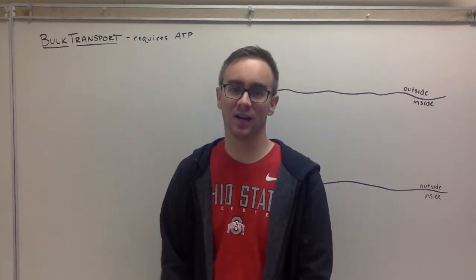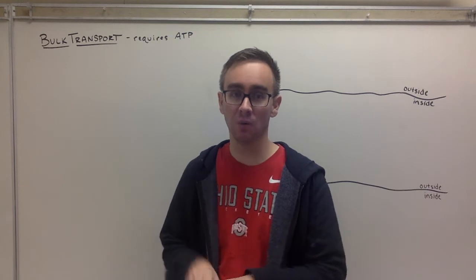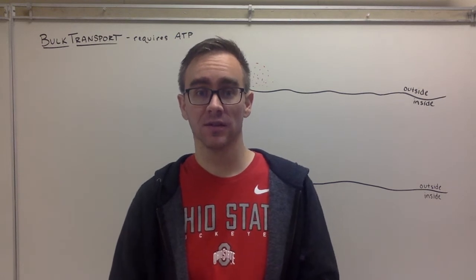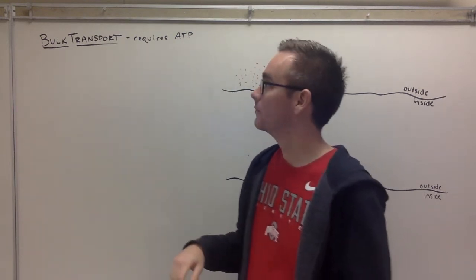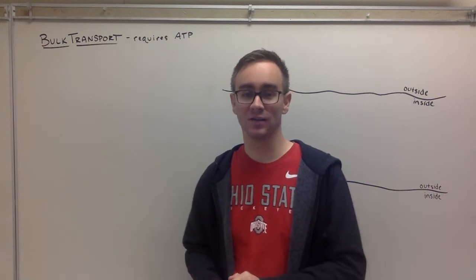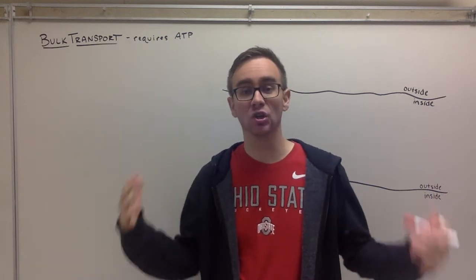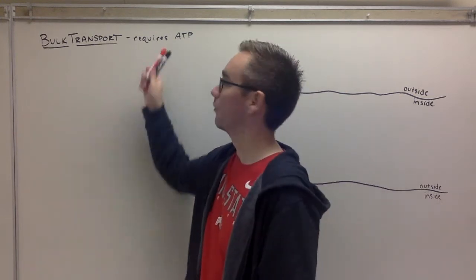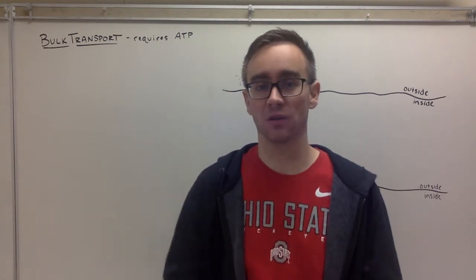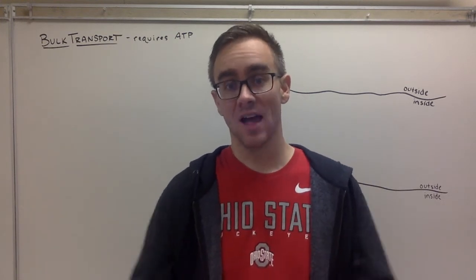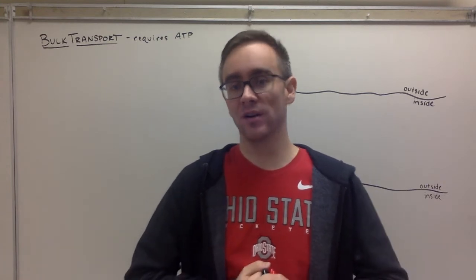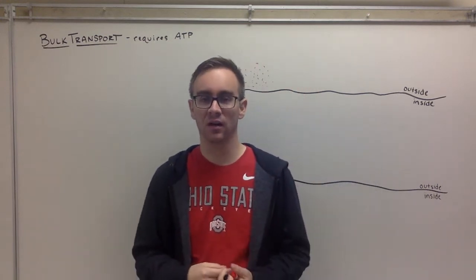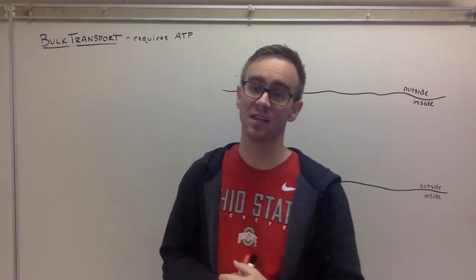This is what I like to think of as the Costco method of doing this. By bulk, I mean large amounts, or extremely large molecules. That's why I call it the Costco method: if you've ever been to Costco or Sam's Club, you buy everything in very large amounts or very large objects. And to do this requires ATP. So it is related to active transport in that it requires an outside energy source, although we are not necessarily going from low to high concentration. It's very related to active transport in that both require ATP.